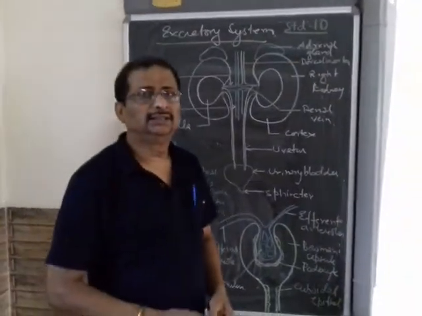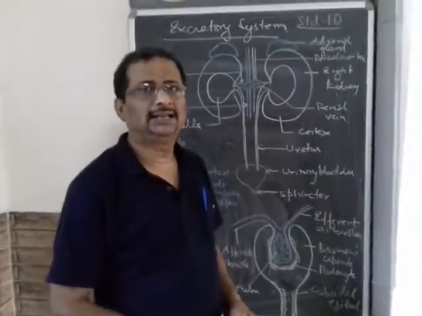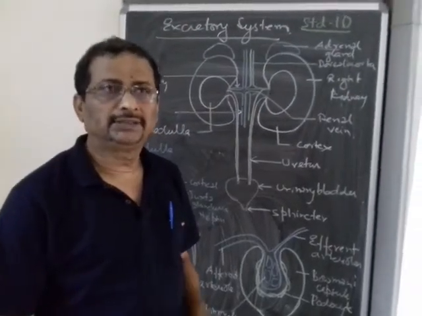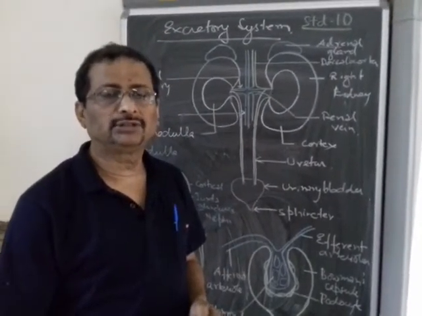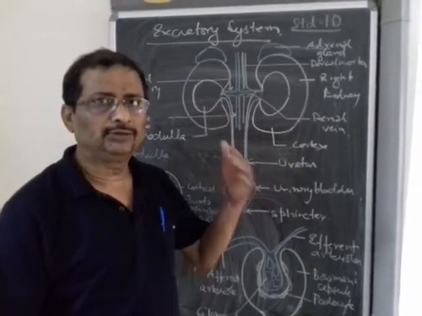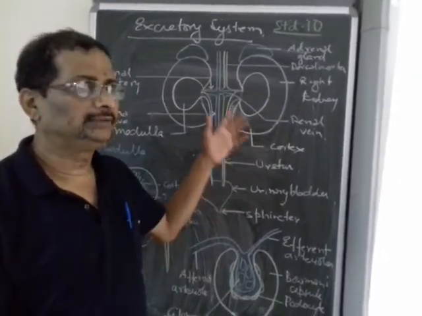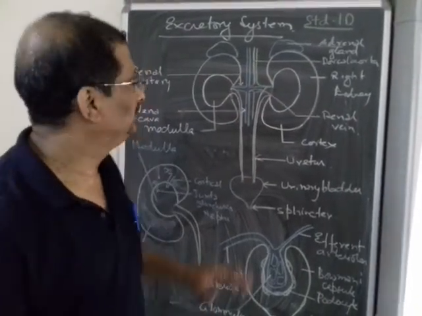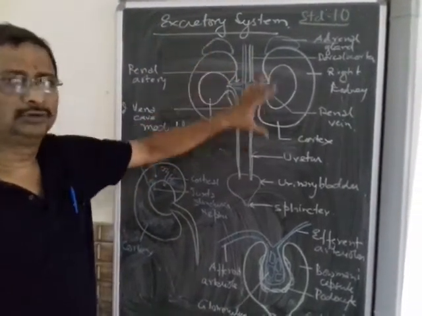Good morning, students. We started in 10th standard about the excretory system. In the last class, we discussed the kidney, the structure of the kidney, the location of the kidney. Today, we are going to study more details about the function of the different functional units of the kidney and also the location of the kidney as a whole.